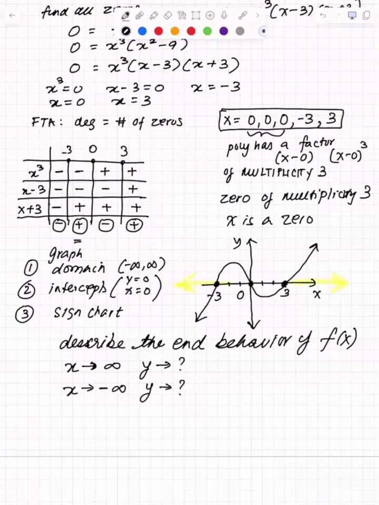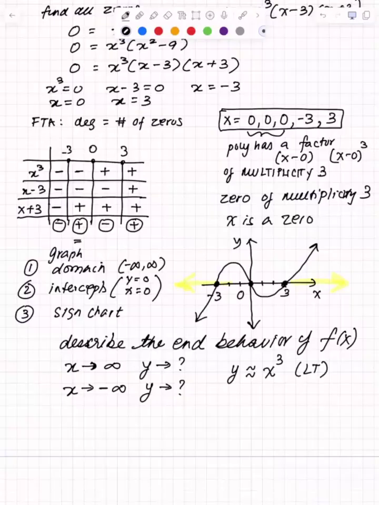Now, we know for polynomials in either direction, we can only be going to two places. Either y is going to positive infinity or negative infinity. So what determines it? As x is going to infinity or negative infinity, y will approximate or start to look like, remember we said, the leading term. What is the leading term in our case? It is x cubed. That's the leading term. So now you just answer the simple question.